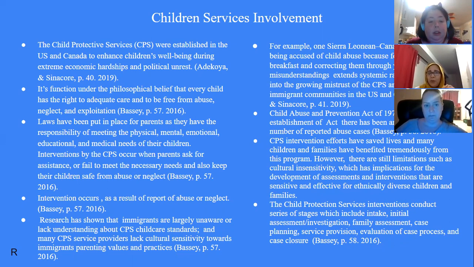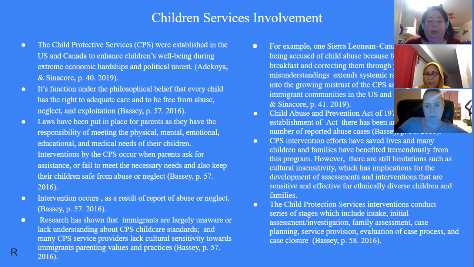If they fail to provide these needs, they will be putting kids in jeopardy. An intervention occurs as the result of a report of abuse or neglect. If someone reported, that means children's services is going to intervene. Research has shown that immigrants are largely unaware of or do not understand children's protective services standards, and there is also the issue of cultural sensitivity towards immigrant parenting values and practices.